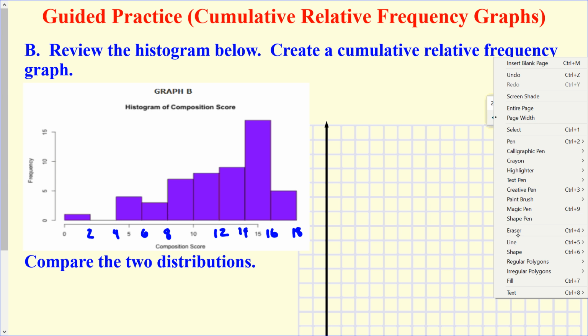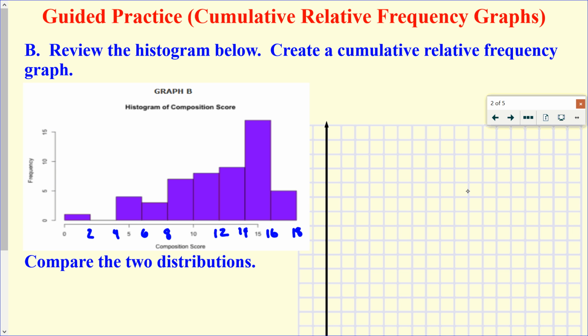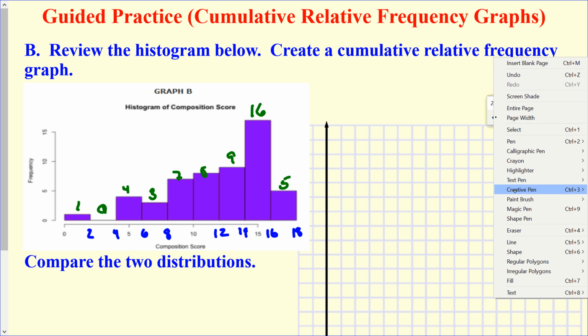And we need to know the bins, remember each bar in a histogram represents a height. So we got 1, 0, 4, 3, 7, 8, 9, 5, 16. Okay, just estimating. If we're off a little bit, it's not a big deal.